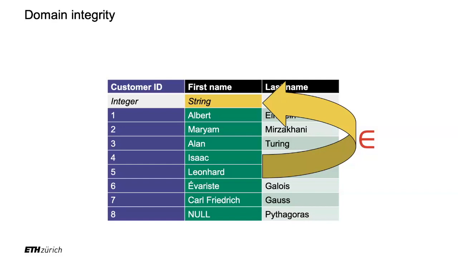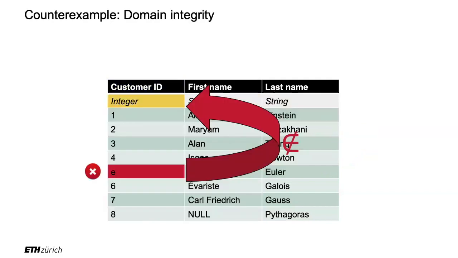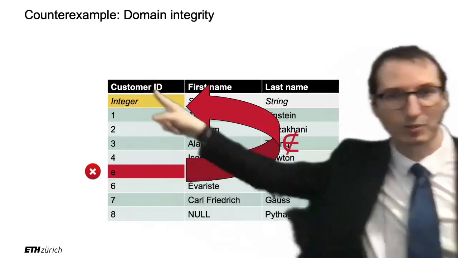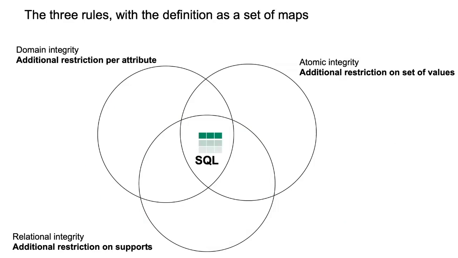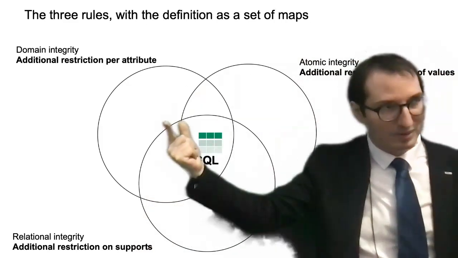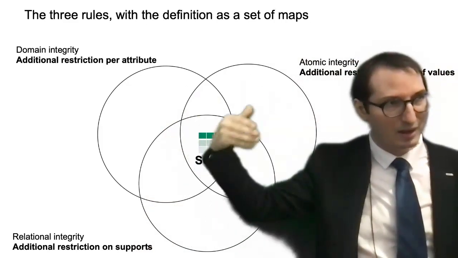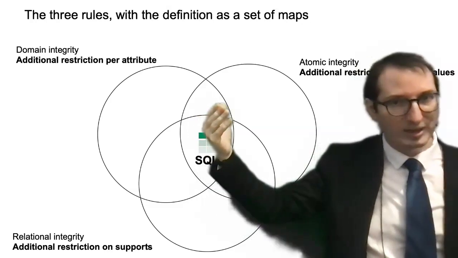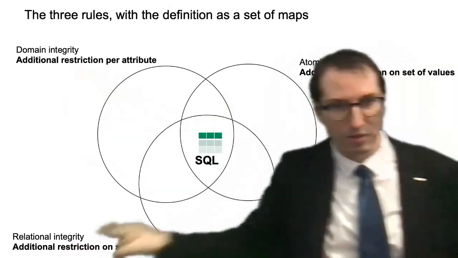So this has domain integrity, right? Here it's all strings. And here it doesn't, right? It's an integer, but that's not an integer here. That's a letter, so that breaks domain integrity in that case. Okay. So you see, now we have again these three rules that I told you at the beginning, but with the second attempt, defining a table as a set of maps, we need to additionally require these three.